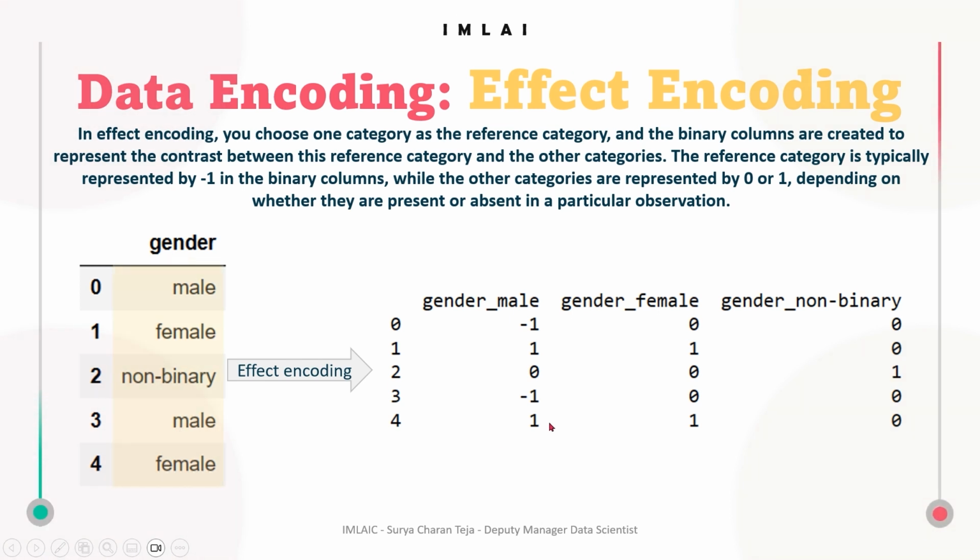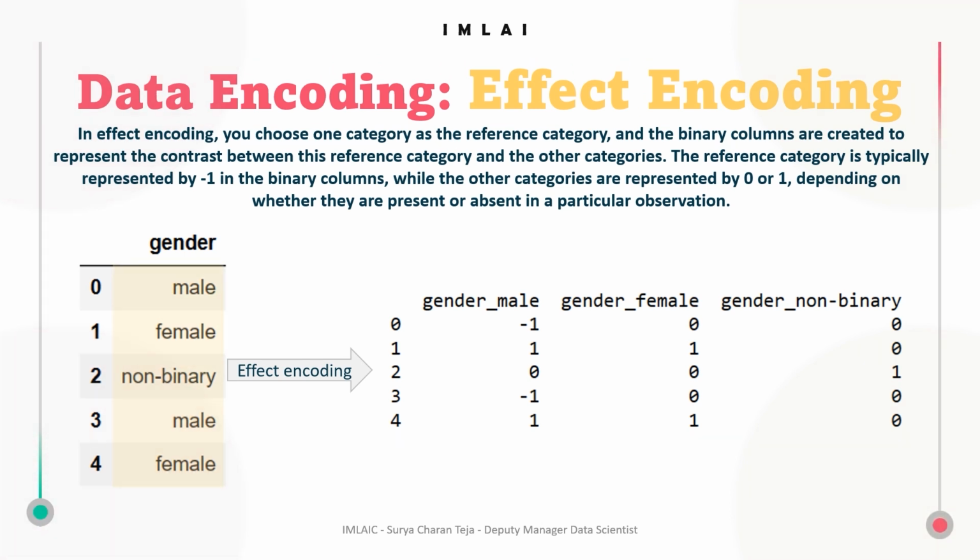And when male came into the picture again, it took -1, and the remaining binary variables took the values 0 and 0. And again, when female came back, female took 1 and gender non-binary took 0, whereas gender male took the opposite values, in contrast. Okay, so here you got 1 and here you got 1, in contrast to this -1, in contrast to whatever is there before. Okay, that's what effect encoding is.